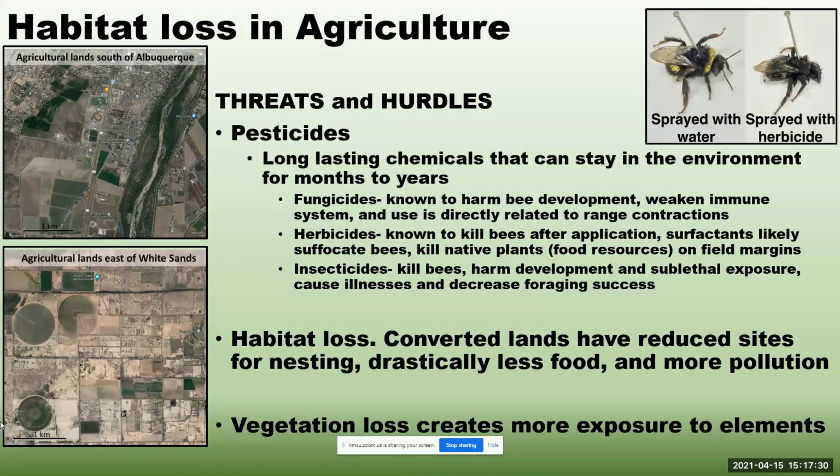So to summarize all of this, habitat loss in agriculture is not only the massive landscape conversion that's happening, it's the addition of pesticides, it is the habitat loss from converted lands, which have reduced the sites for nesting, drastically less food for forage, and the increase in pollution. And then there's a vegetation loss, which is creating more exposure to elements.